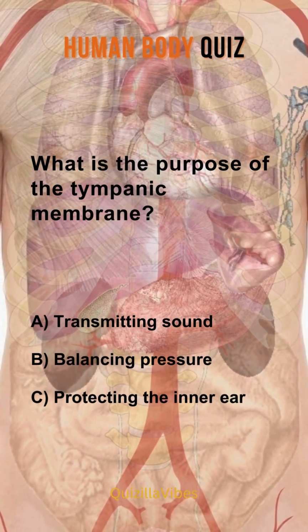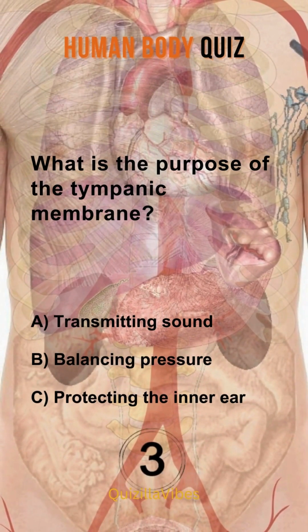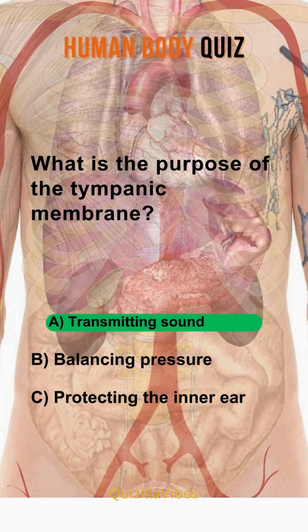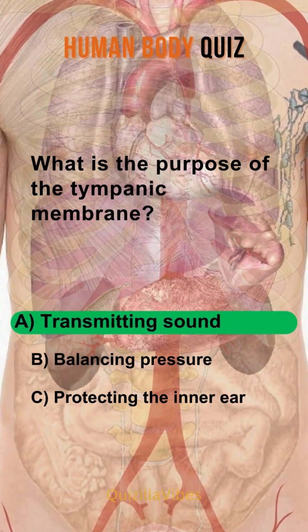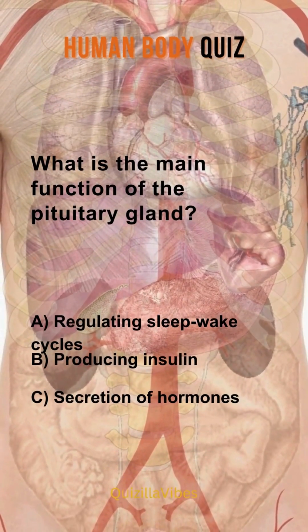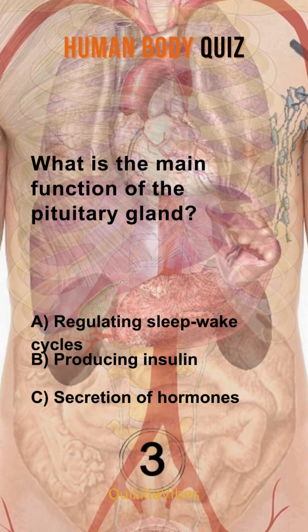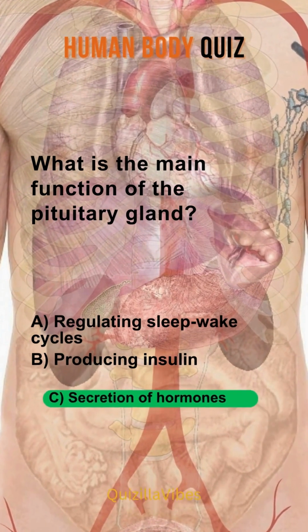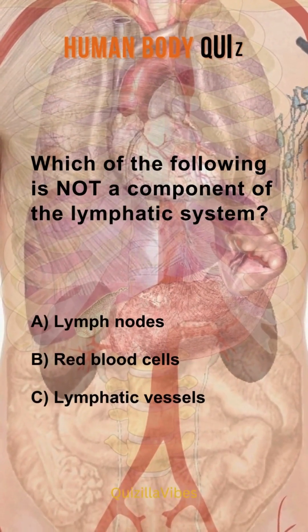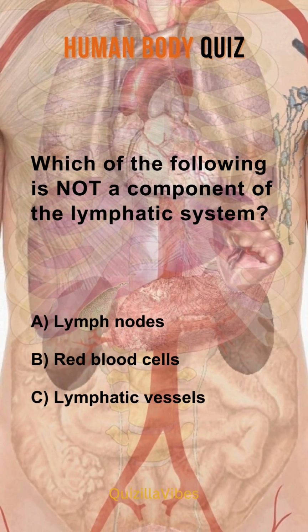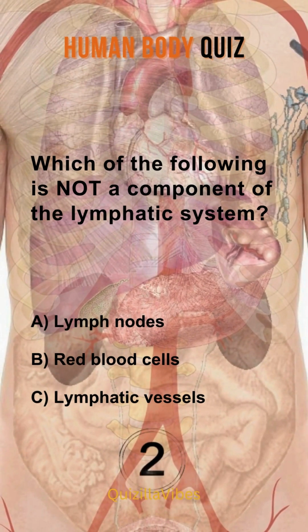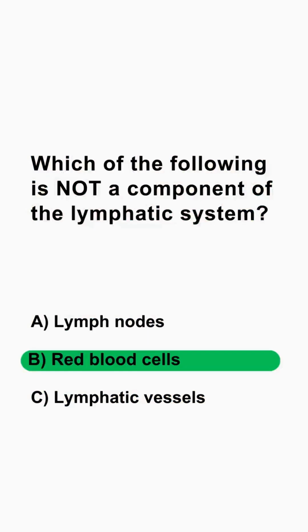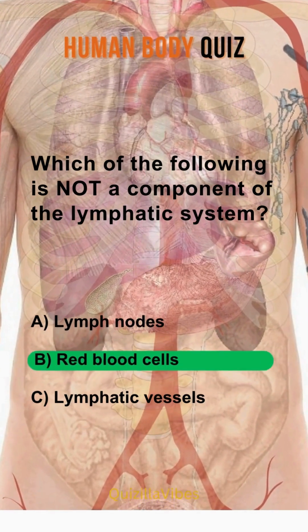What is the purpose of the tympanic membrane? Transmitting sound. What is the main function of the pituitary gland? Secretion of hormones. Which of the following is not a component of the lymphatic system? Red blood cells.